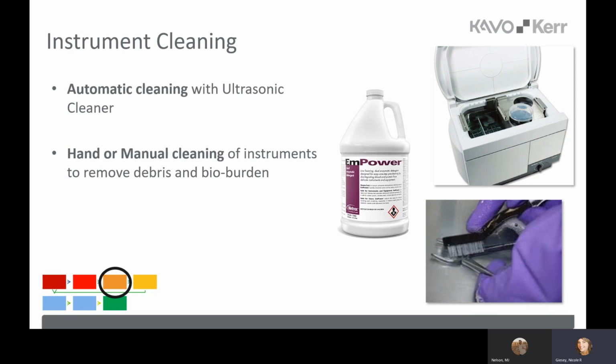Instrument cleaning could be automatic with an ultrasonic cleaner, or you could hand or manually clean instruments to remove debris and bioburden. I will say that cleaning instruments manually is really a faux pas. You don't really want to do that because once you start scrubbing instruments, your risk of contamination or transmission goes up. It's easier to utilize the ultrasonic cleaner so that you're not potentially exposing yourself to a stick. So you see on the top right, the ultrasonic. Another key component is that you never really want to put your hands in the ultrasonic. That's another way to prevent cross-contamination.